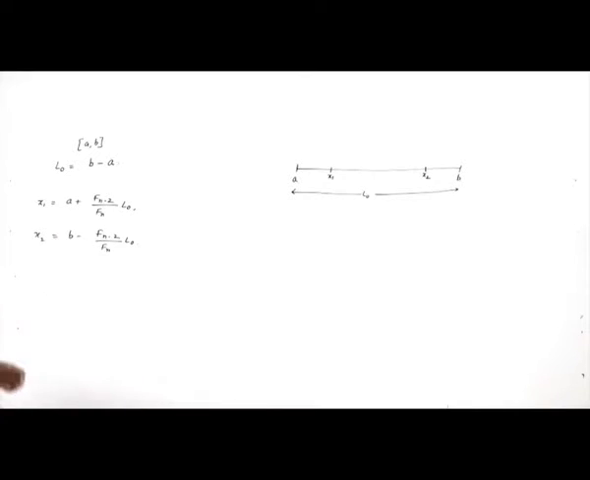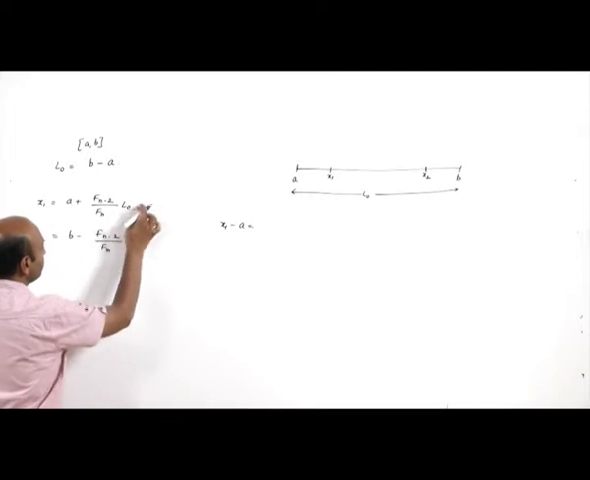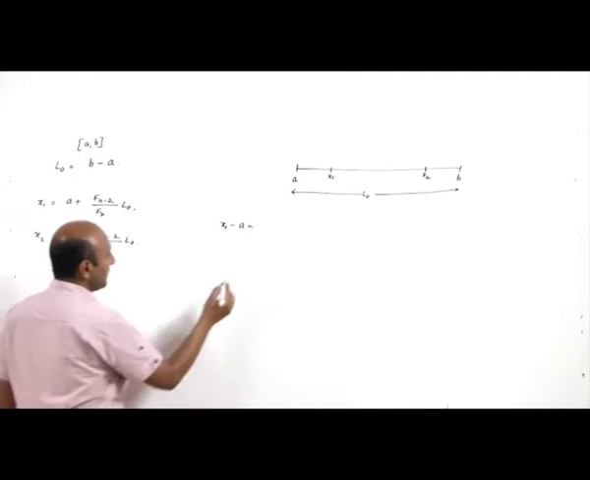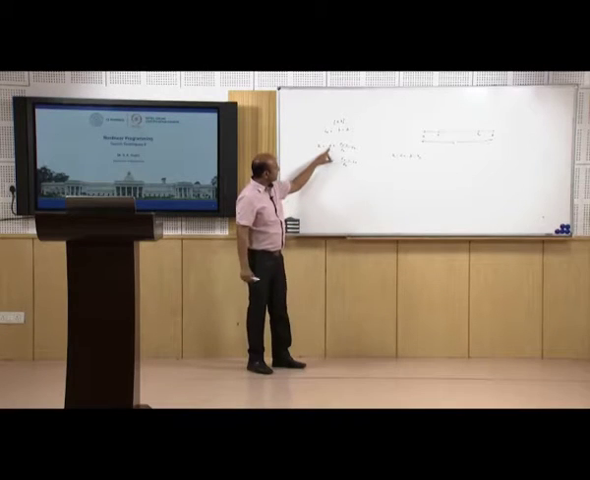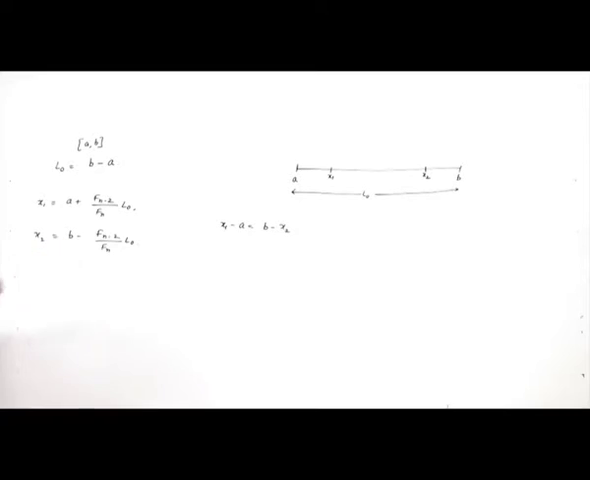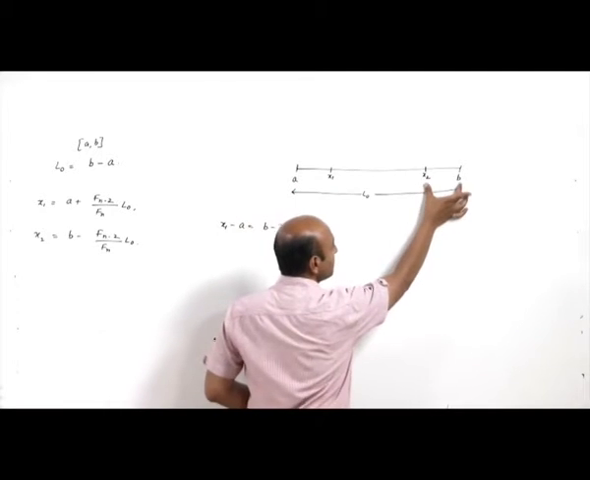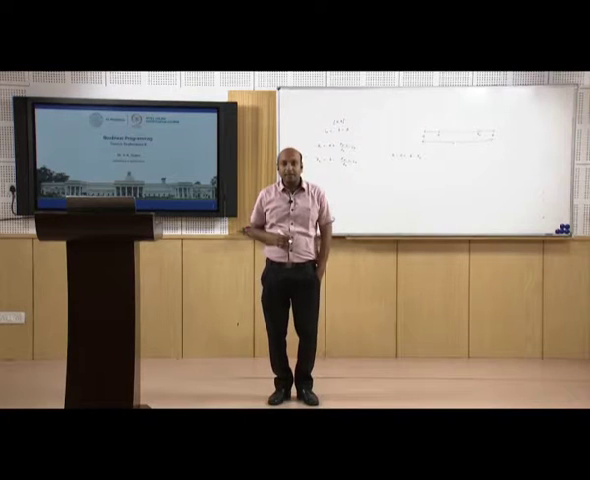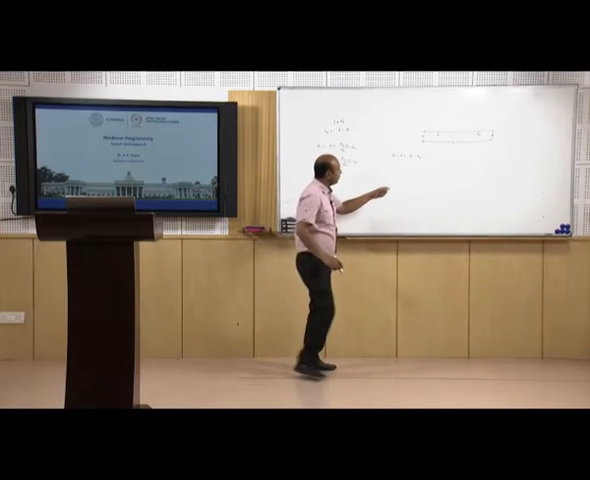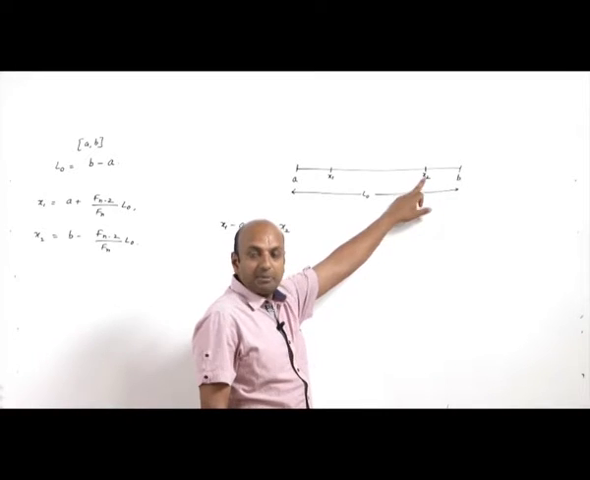Now, from here we can easily say that x1 minus a is equal to b minus x2. That is very easy to see, because x1 minus a is the same as b minus x2. What does it mean? This distance is the same as this distance. So we are finding two experiments x1 and x2 such that they are placed symmetrically from the endpoints.